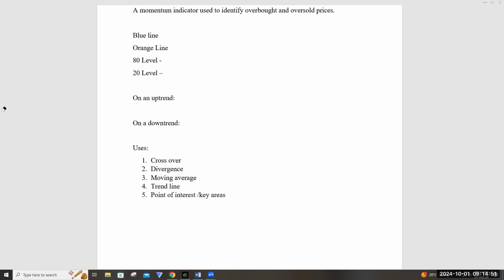So far, we've discussed how to use the stochastic oscillator by using the crossover strategy. We've talked about how to spot divergence using the oscillator. Now we can also add a moving average. When you're trading the stochastic oscillator, you can also add the moving average and also the trend line. Now these two are add-ons. When you talk about add-ons, they are for extra confirmation.